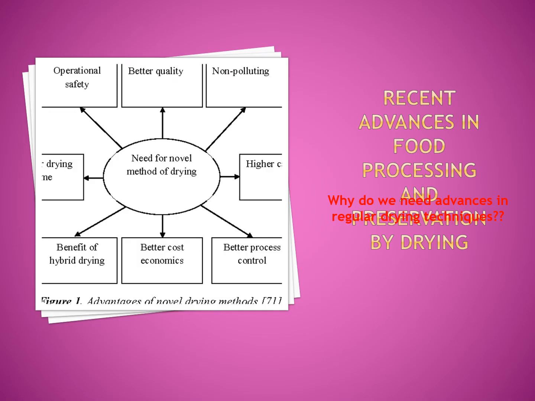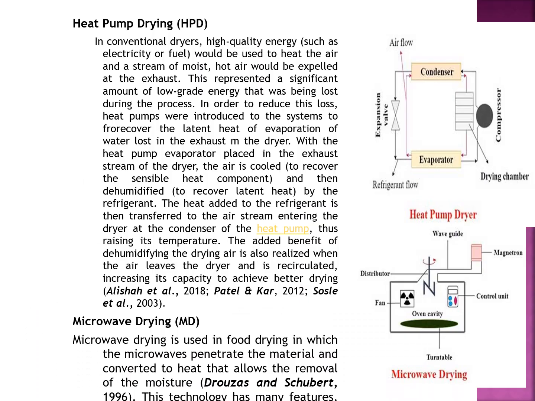Why do we need to have the recent advances in the regular drying technique? Because there will be better quality of the product. It will not pollute our environment. The better process control, the cost economics will be better. It will result in the benefit of hybrid drying. It will save our time and it will give higher consumer acceptance. The recent advances are here.